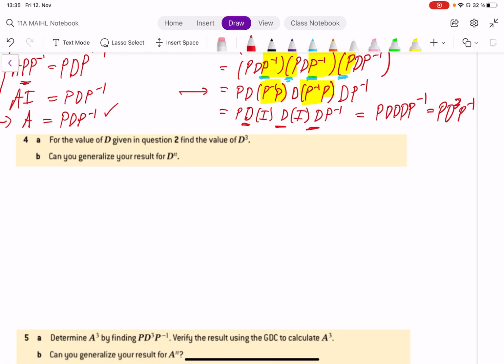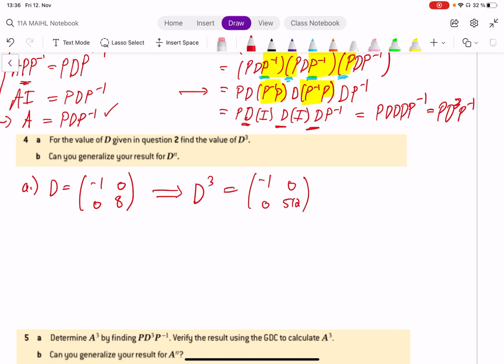So it says for the value D given in question 2, find the value of D to the third. D was this diagonal matrix, which was negative 1, 0, 0, 8. If we want to find D to the third, we can put that in the calculator. And if we do that, we get negative 1, 0, 0, and 512. Remember, this represents our diagonal matrix. That's why it's the letter D, and it's made up of our eigenvalues. Our eigenvalues are in that diagonal.